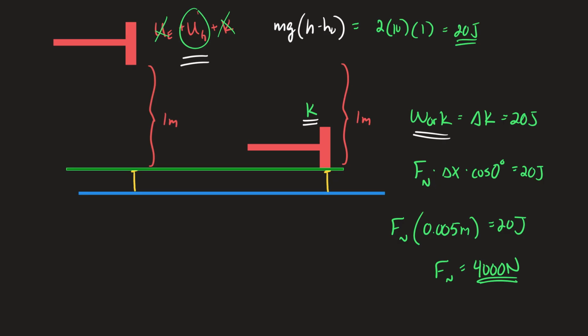How much work was done on the hammer by the nail? 20 joules. Right? Stop the hammer. So I think we've already handled that question too. That all make reasonable sense?